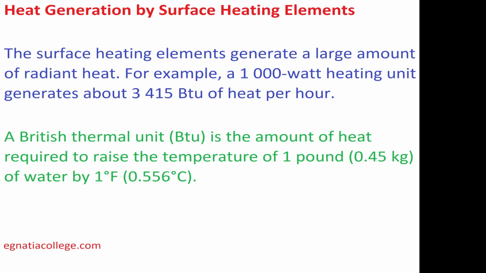Heat generation by surface heating elements. The surface heating elements generate a large amount of radiant heat. For example, a 1000 watt heating unit generates about 415 BTU of heat per hour. A British thermal unit, BTU, is the amount of heat required to raise the temperature of 1 pound, 0.45 kilograms, of water by 1 degree Fahrenheit, 0.556 degrees Celsius.